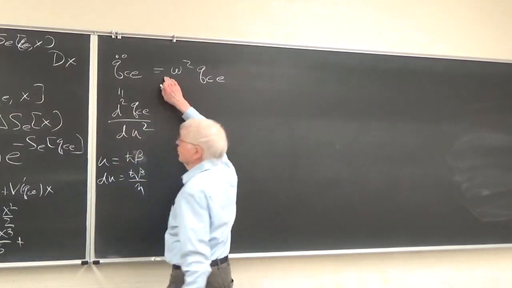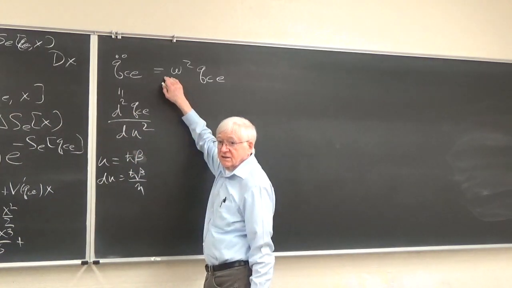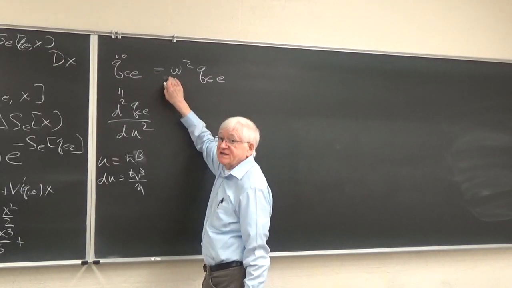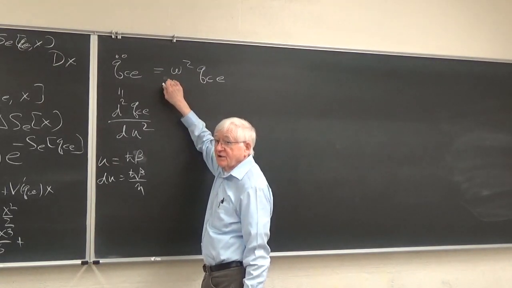And notice there's no minus sign here. The normal harmonic oscillator has a minus sign. In Euclidean space, it's a plus sign. So that's a very weird equation.